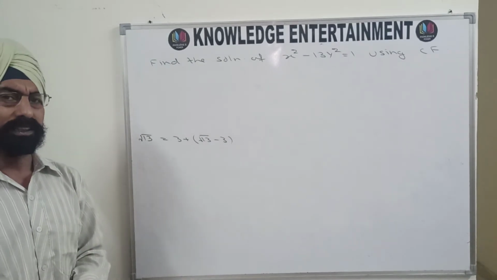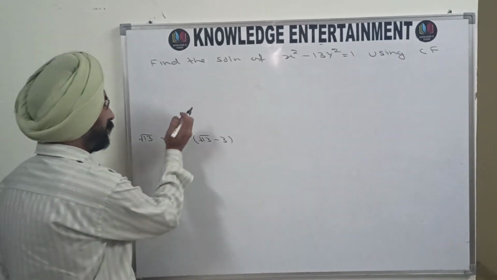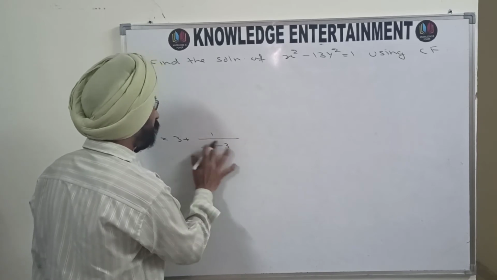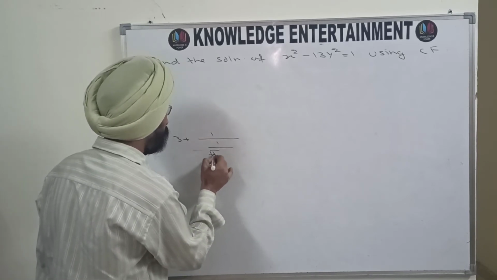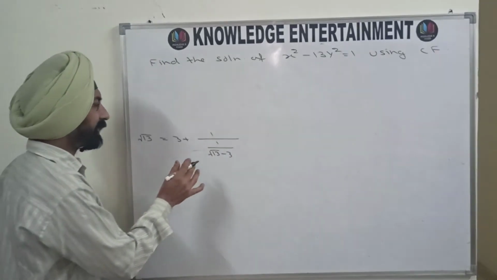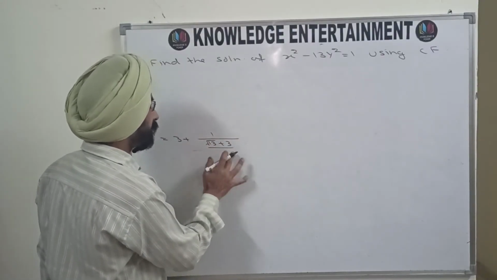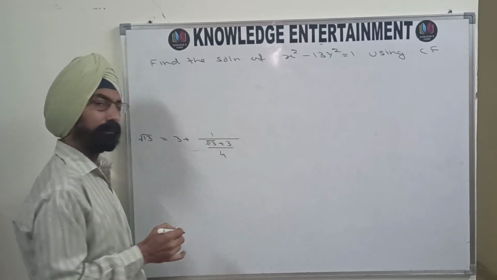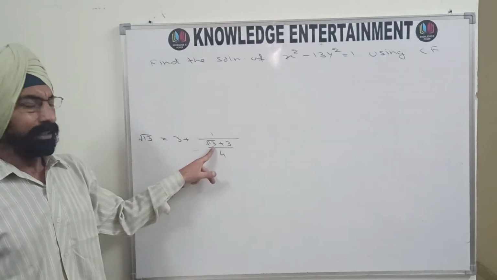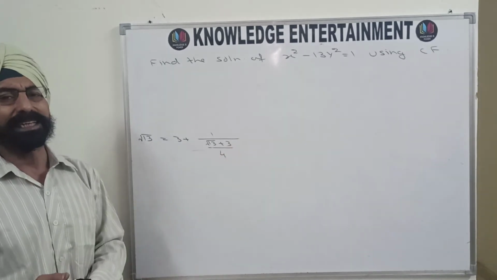And if you have seen the previous video, you know what to do next. You take this under root 13 minus 3 in the denominator. So it will become 1 upon under root 13 minus 3. And then the rationalization process starts. Rationalization will give you under root 13 plus 3, divided by 13 minus 9, which is 4. And once again, under root 13 means 3 point something, plus 3 is 6 point something. 6 point something divided by 4 means the integral part is 1.